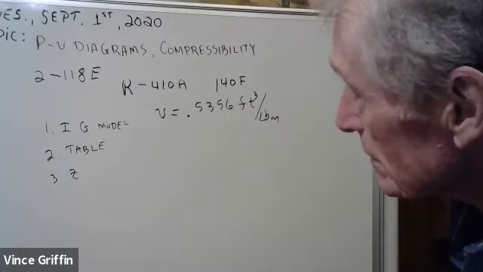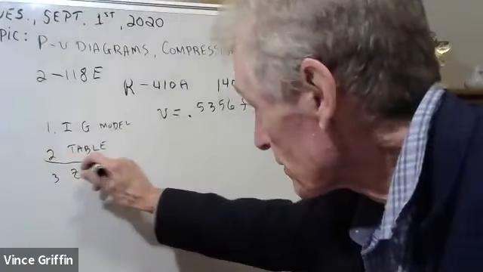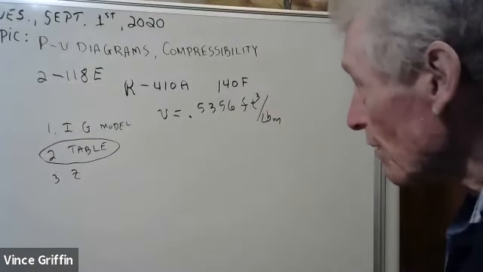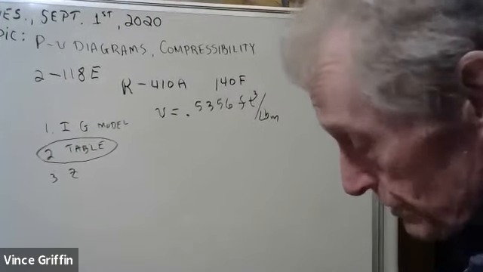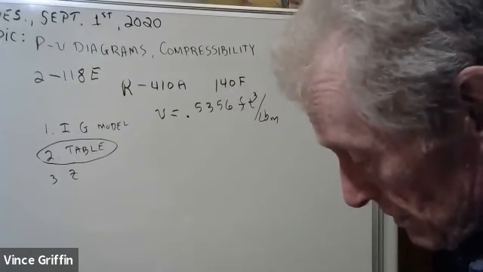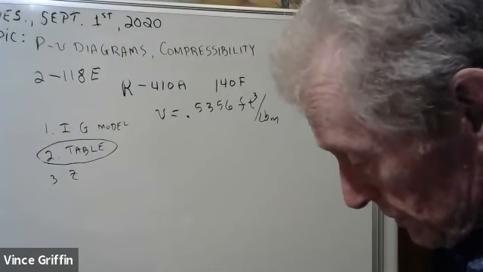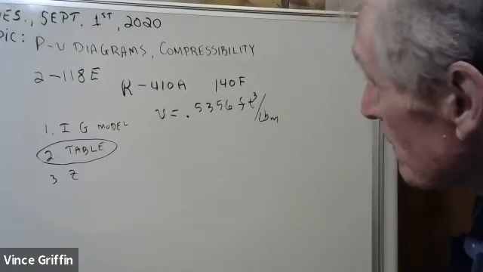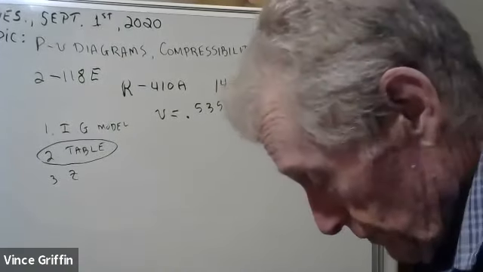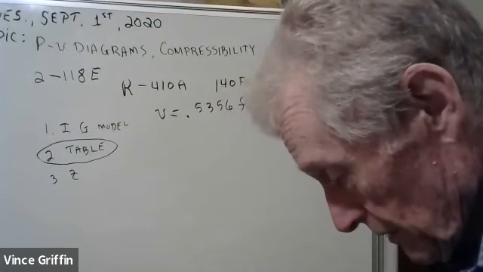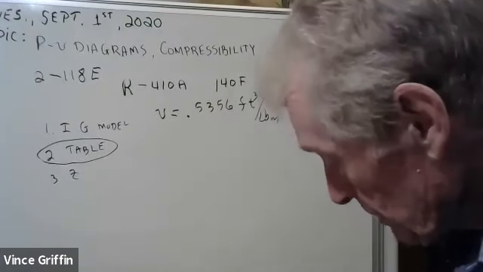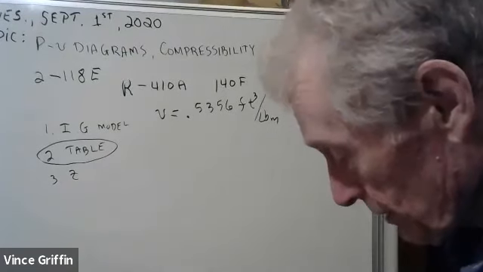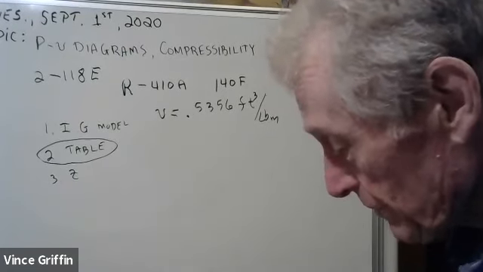Okay, I want to do this one first because this is definitely the easiest way. Go to the back, help me find R410A. Okay, I'm looking for it now. Hey, there it is. And we need 140 Fahrenheit. Uh-oh, I'm in the metric. Let me try again, wrong table.